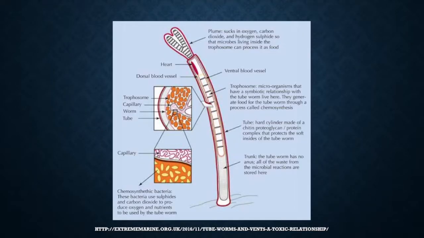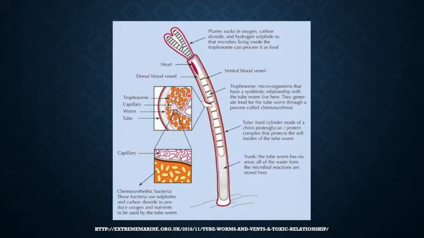So here's a better picture of the inside of a tube worm, just very generic. So up here we have the plume, and that is where the oxygen and carbon dioxide and a lot of the microbes living inside the trophosome process the food. So what is the trophosome? This is where all of the symbiotic bacteria lives, and it can live all throughout the tube here and as well in the plume. And so this is where the bacteria live.